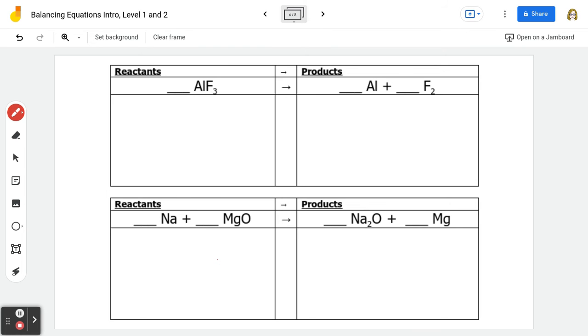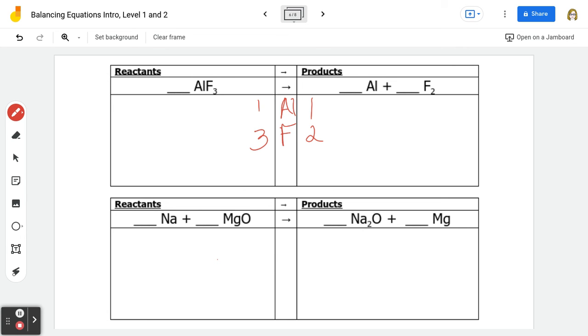For the next one, we have Al and F. To start, Al, there's 1 Al, and there are 3 Fs. On the product side, there's 1 and 2. When you have 3 and 2, the only way to balance that out is to get both sides to 6.